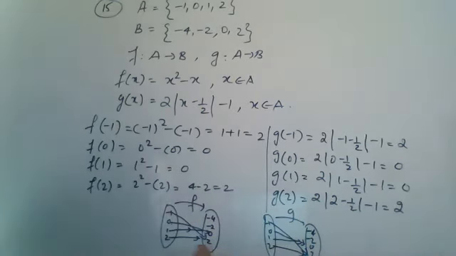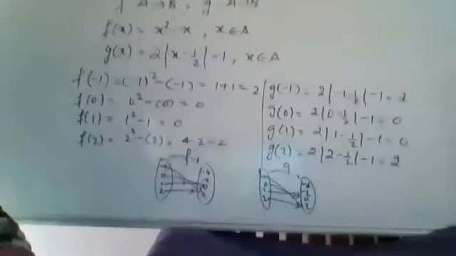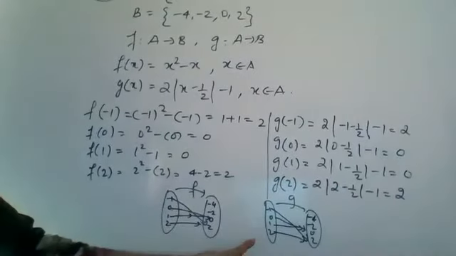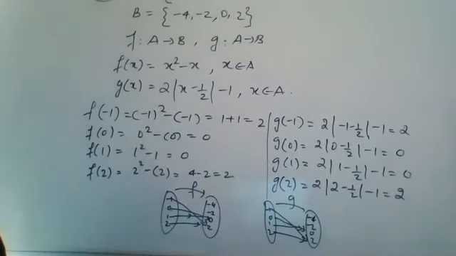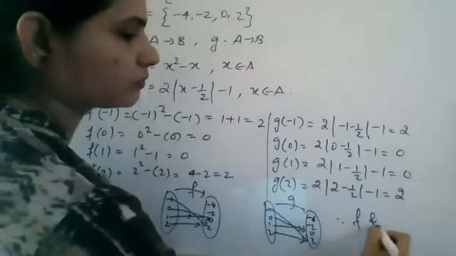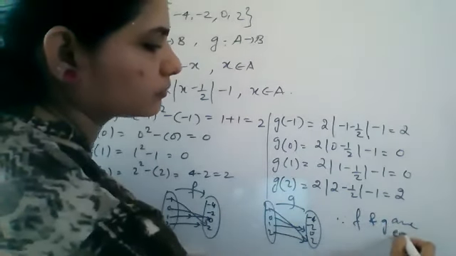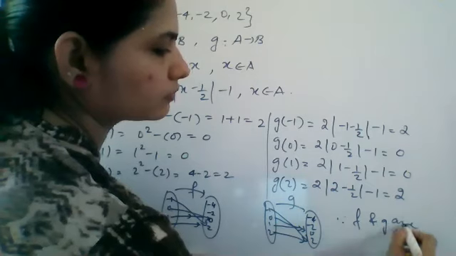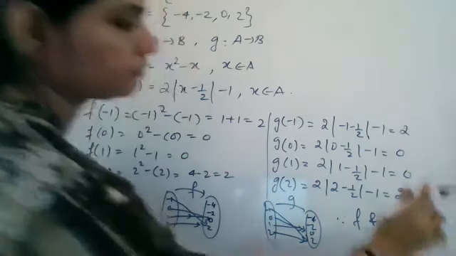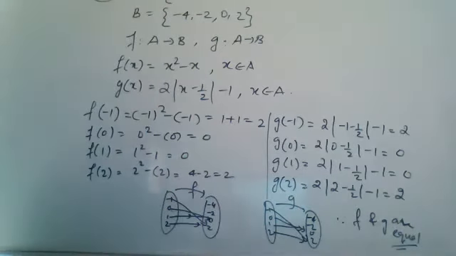So both are the same, both have the same thing, so you can say that both the functions are equal. Okay, therefore f and g are equal. Understood? Is it clear?